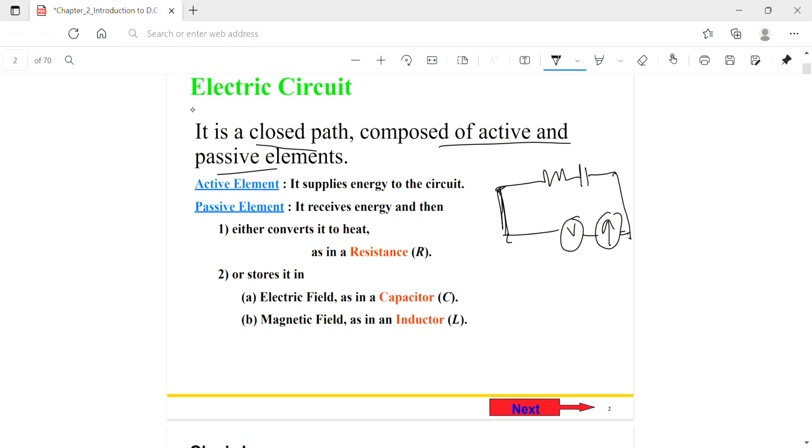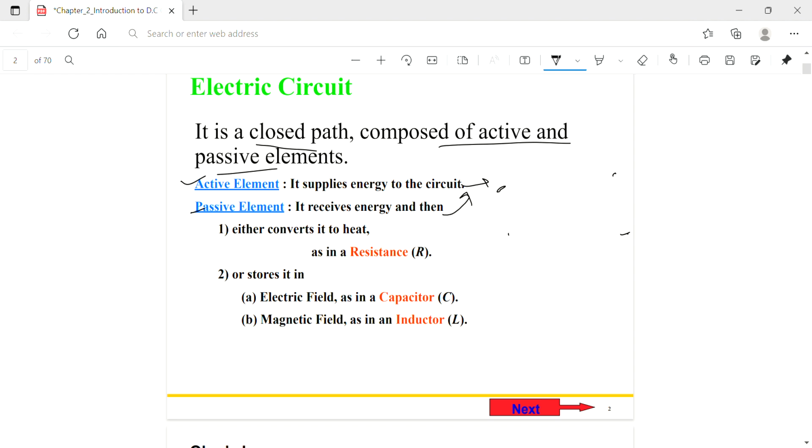Now a question comes to your mind: what are active and passive components? The active components are the elements that supply energy to the circuit, and passive elements are the elements which receive energy from the active elements. It means that active elements are independent and passive elements are dependent on active elements.